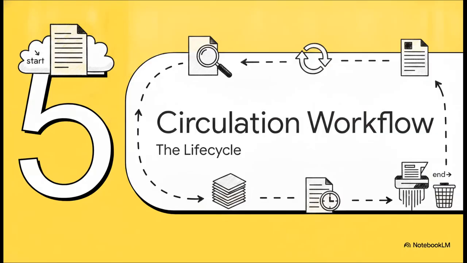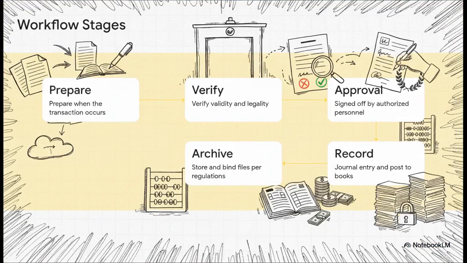Next up, Section 5, the circulation workflow. So let's say you've created a perfect, legally compliant document. What happens now? It doesn't just sit on your desk collecting dust. The workflow moves through 5 distinct stages. First, we prepare the document the exact moment the transaction occurs. Second, we verify it. Think of this stage as a highly strict border checkpoint. If the document has errors or is missing signatures, boom, it's rejected and sent back immediately. If it passes, we move to step 3, approval by authorized personnel. Only after all that do we hit step 4, where the accountant finally records it in the books. And finally, step 5, we archive it securely.